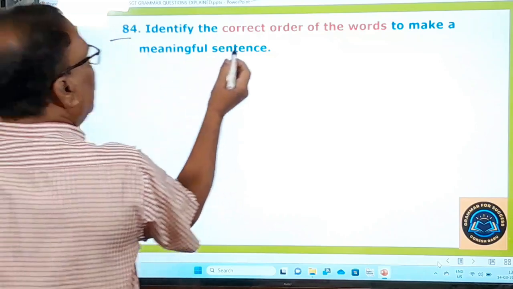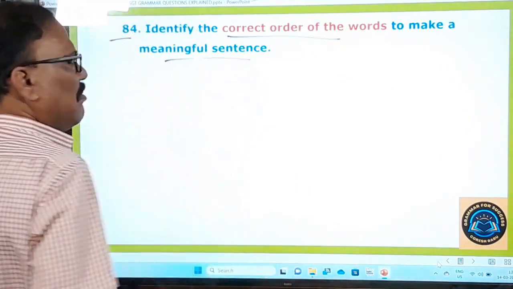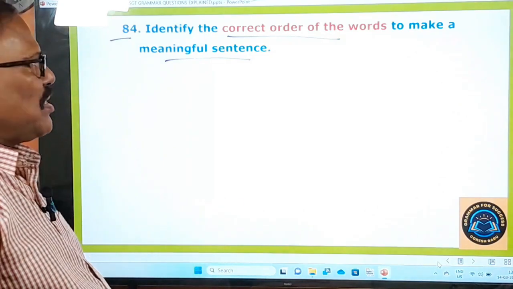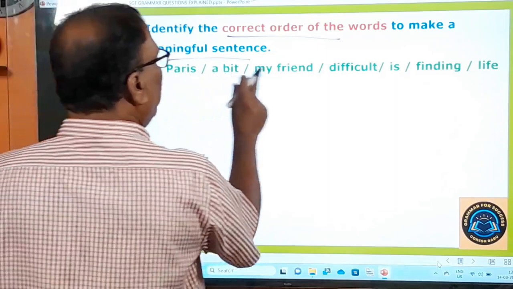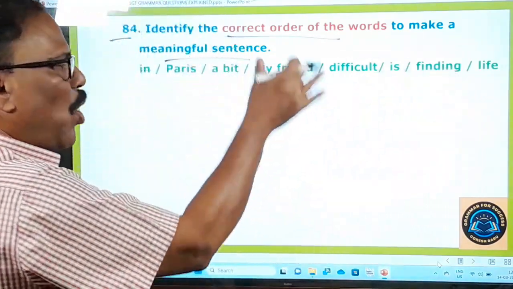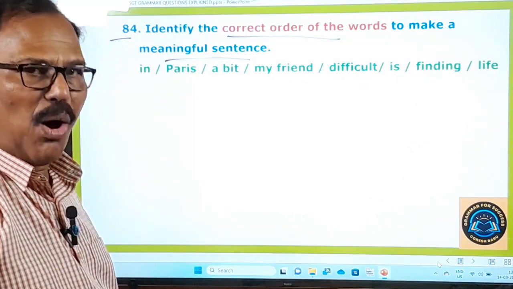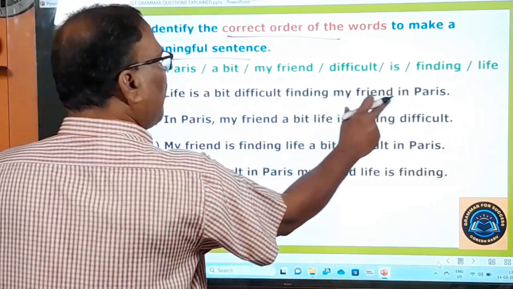84th question. Identify the correct order of the words to make a meaningful sentence. What should be the correct order of the words given in this sentence? Some sentence is given: in Paris a bit, my friend difficult is finding life. Now you have to keep all these words in a meaningful order. What is that meaningful order? "Life is a bit difficult finding my friend in Paris."